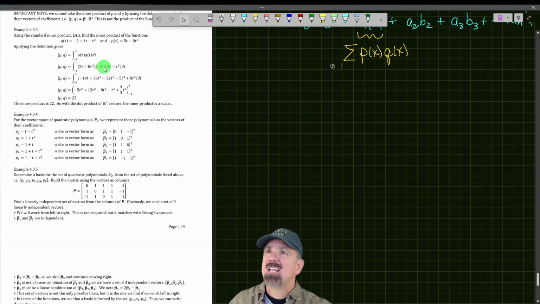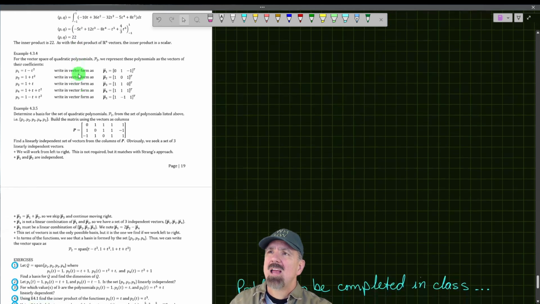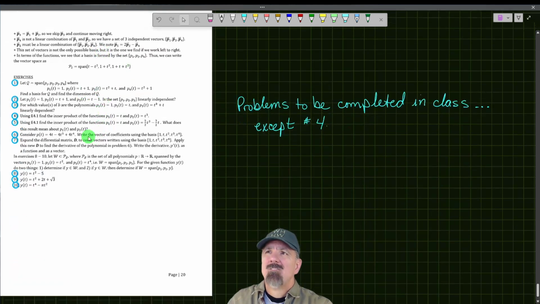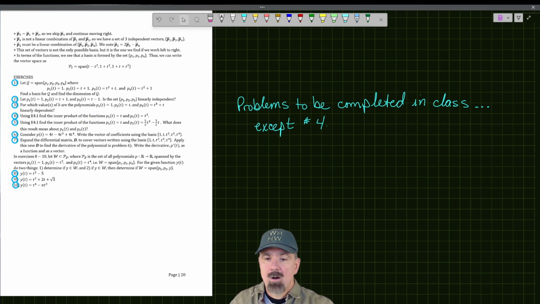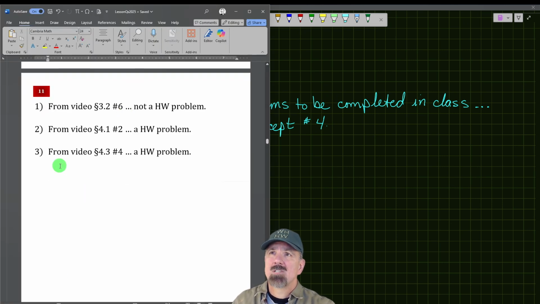An example is provided here to let you know how this works, and then some more discussion about the representation of polynomials as their coefficient vectors, and then the same types of ideas that we've used earlier in determining what polynomials are linearly independent from one another. Finally, what we have down here are the homework problems. We will complete all of these in class except number 4, and that is one of our problems for participation. So the participation problems are right here. They're all from the textbook.